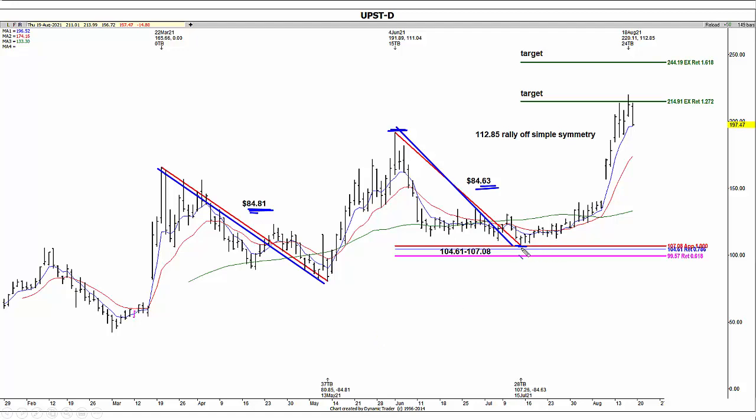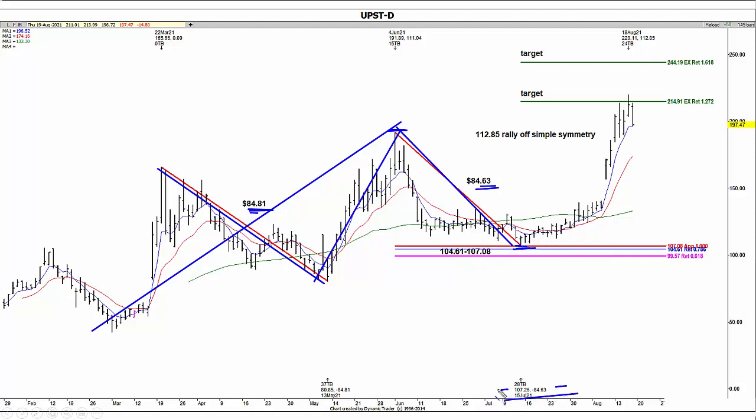But I do like when there are other price relationships that overlap. There was also a 786 retracement of one of these prior swings. I believe it was this one. And then underneath that, there was a 618, I believe, of the larger swing. But bottom line, we had support here, mostly at 104.61 to 107.08. The actual low was made at 107.26.